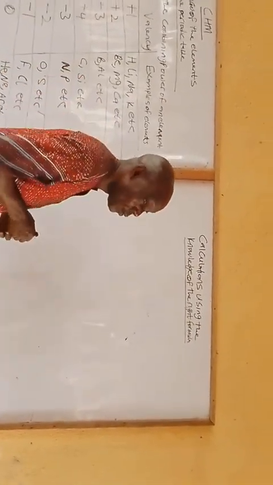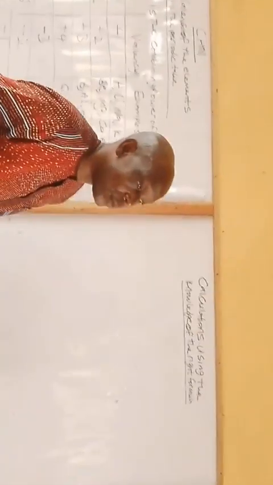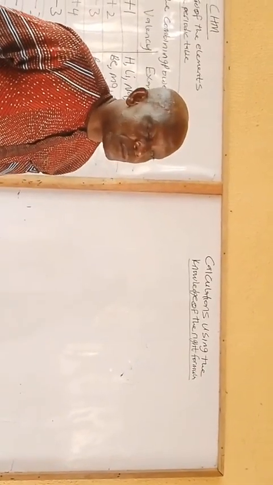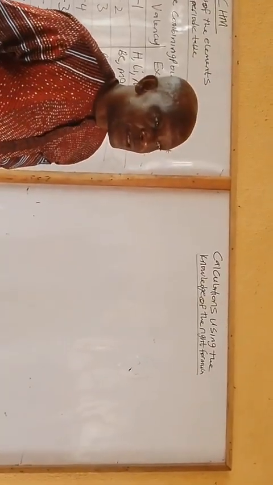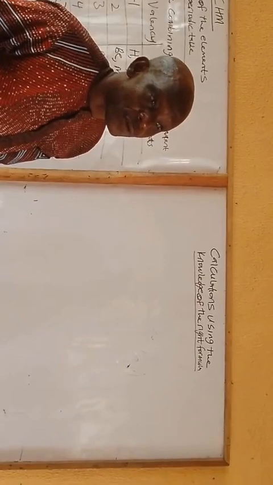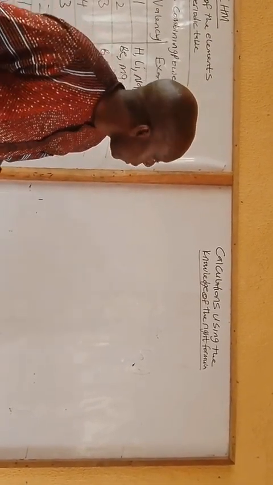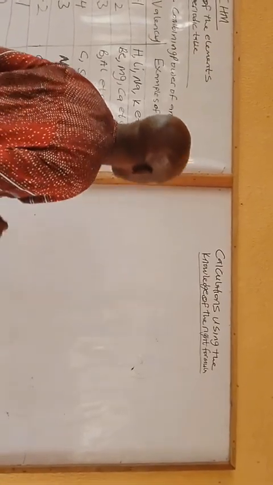So, calculation using the knowledge of the right formula. For you to be able to calculate correctly in chemistry, you need the ability to write the correct formula. And we have already discussed that in our previous classes. So let's look at some examples here.